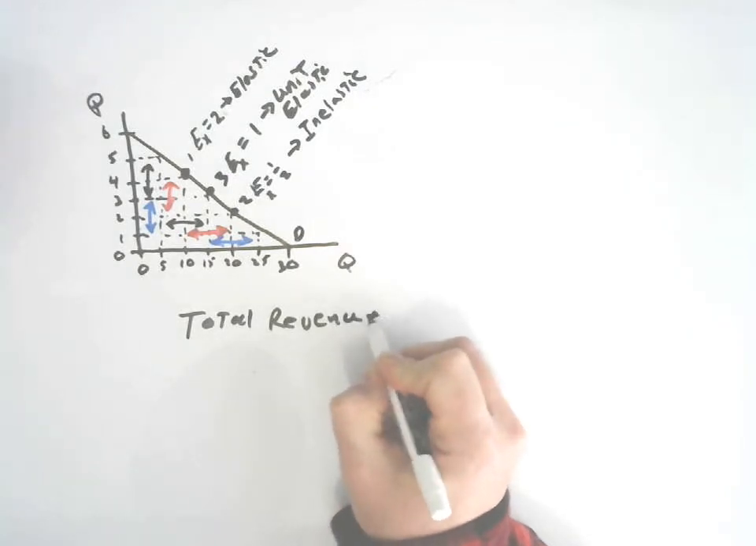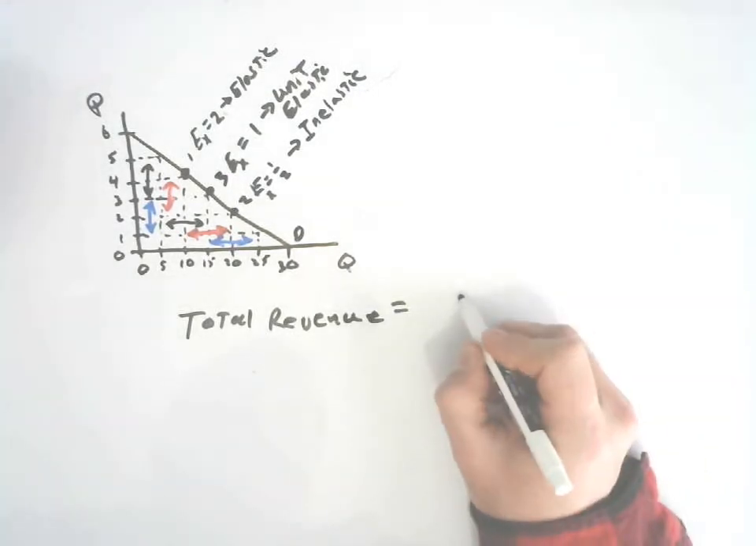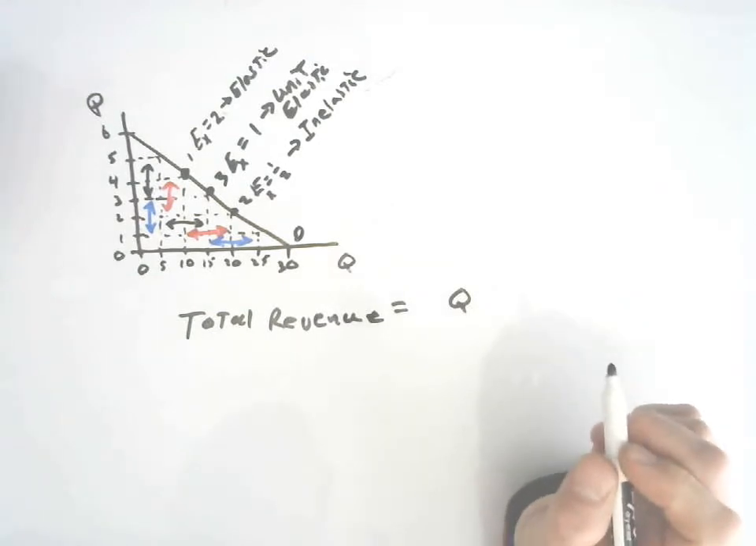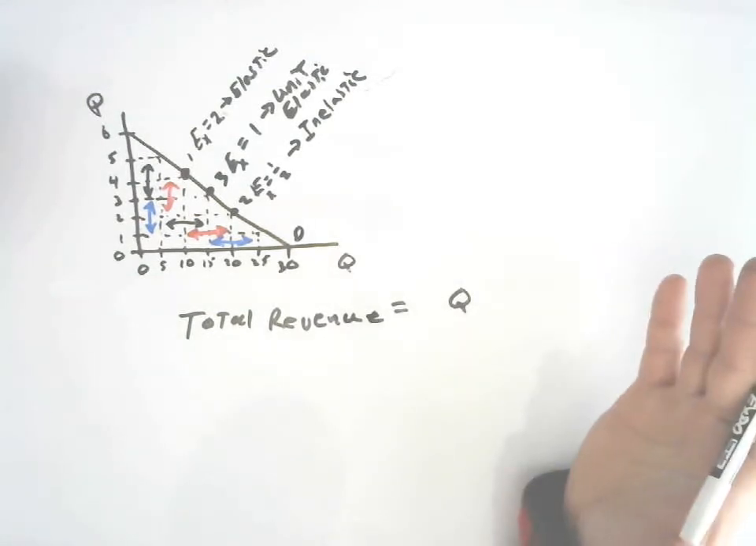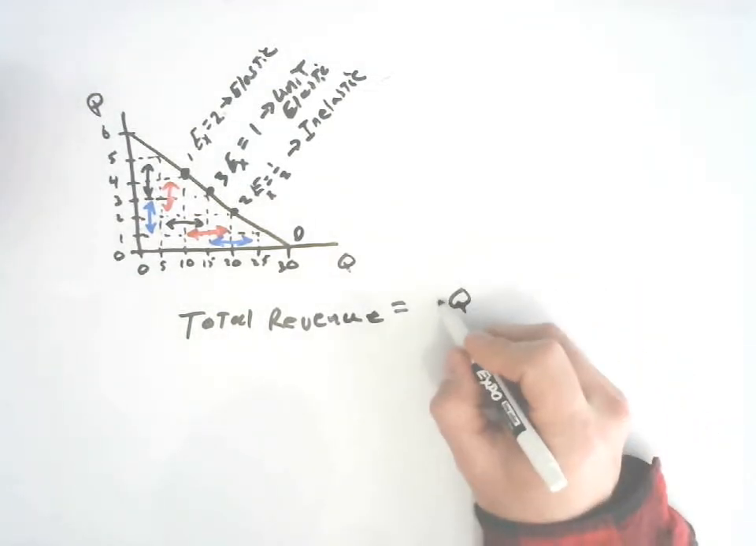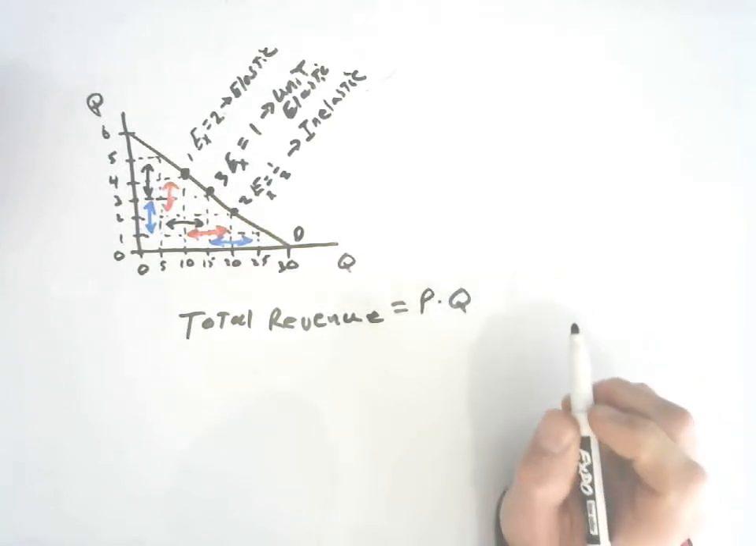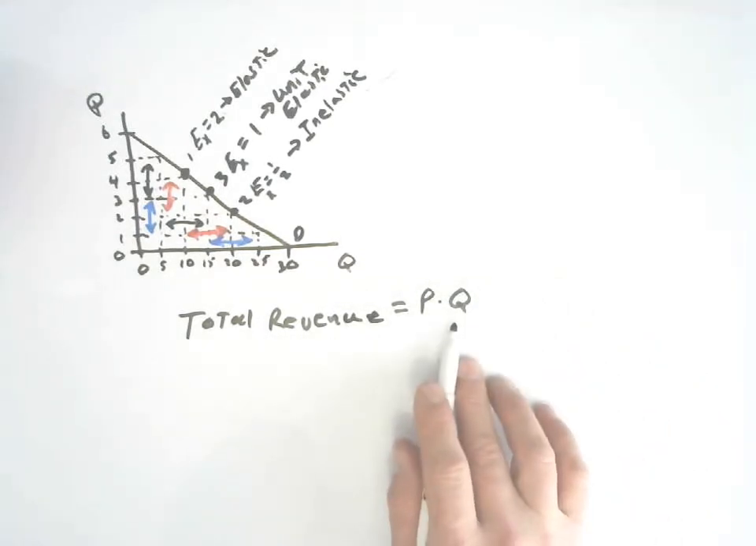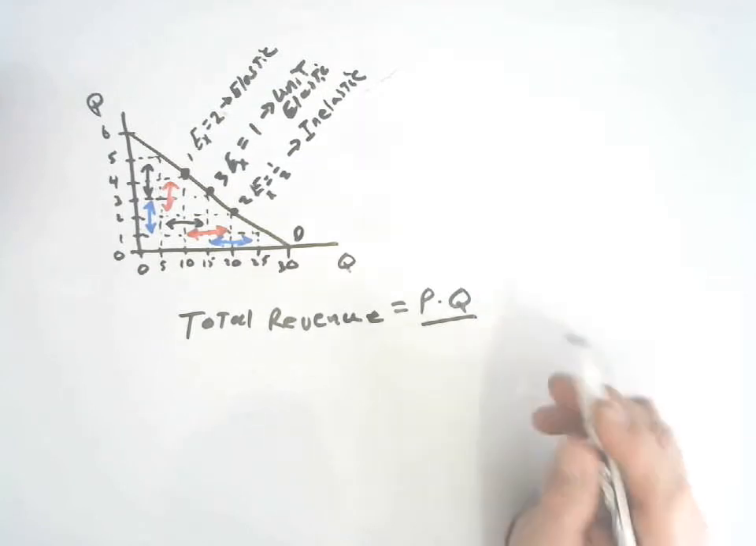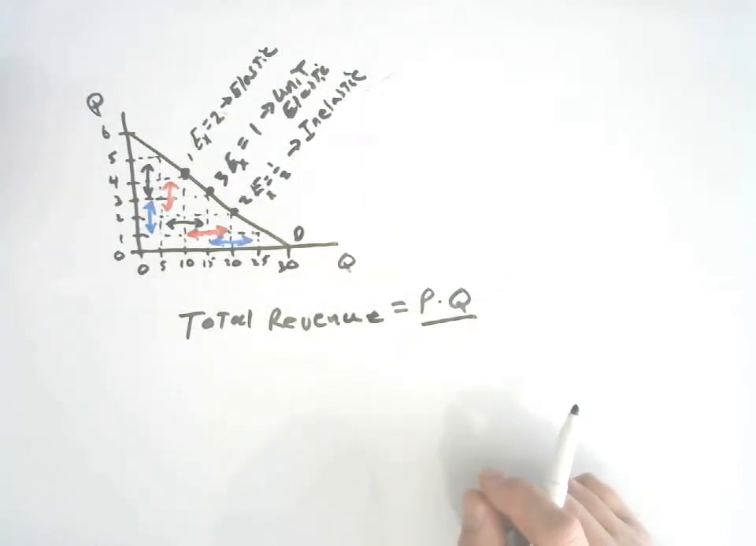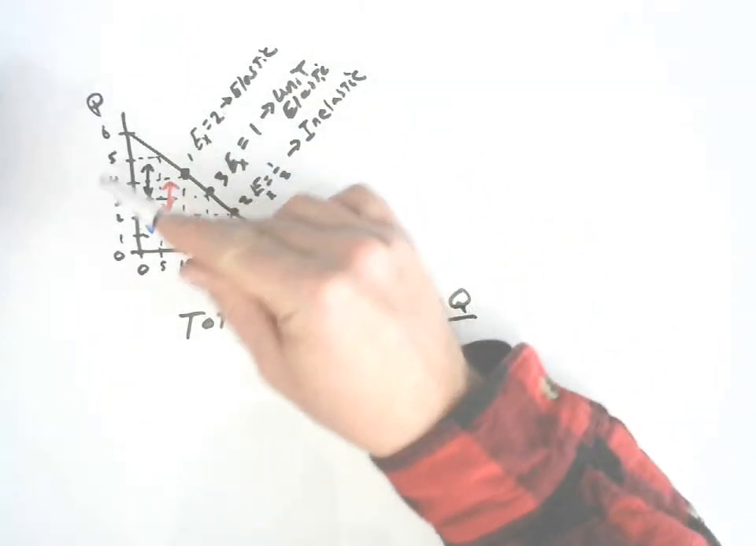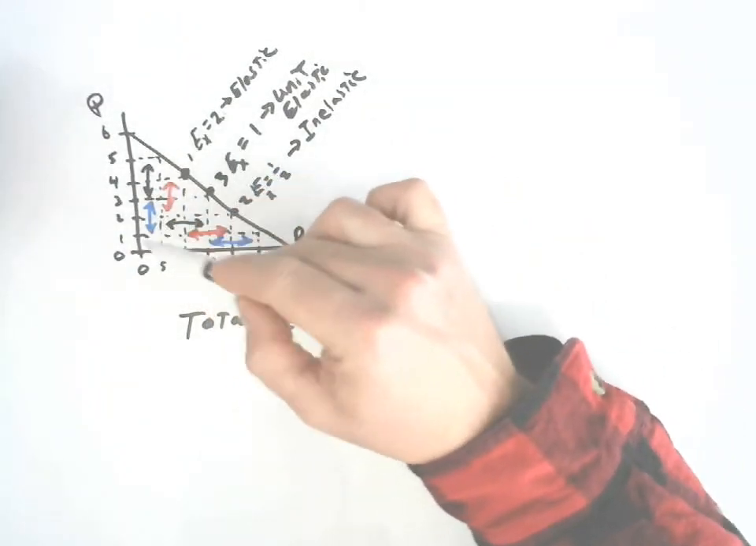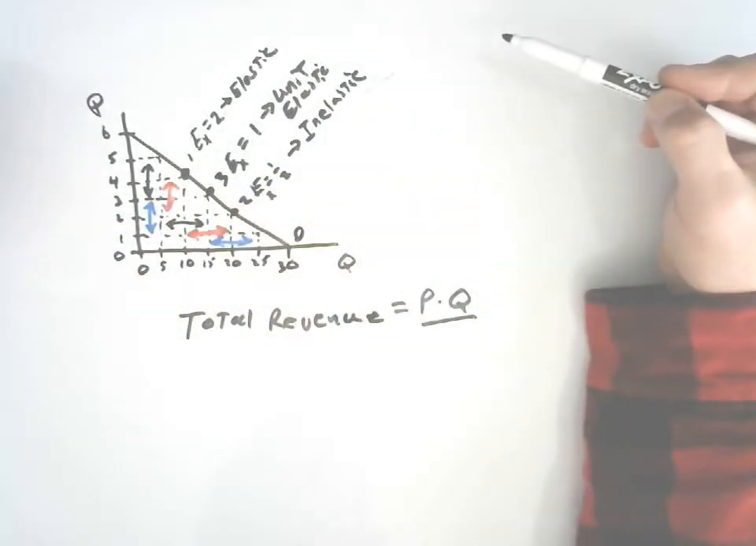So a store sells some units of a product all day long, however many units that is. They multiply that times the price of the product, and that equals their total revenue. That equals the amount of cash that goes into a cash register. Okay? Where is that largest on this graph?